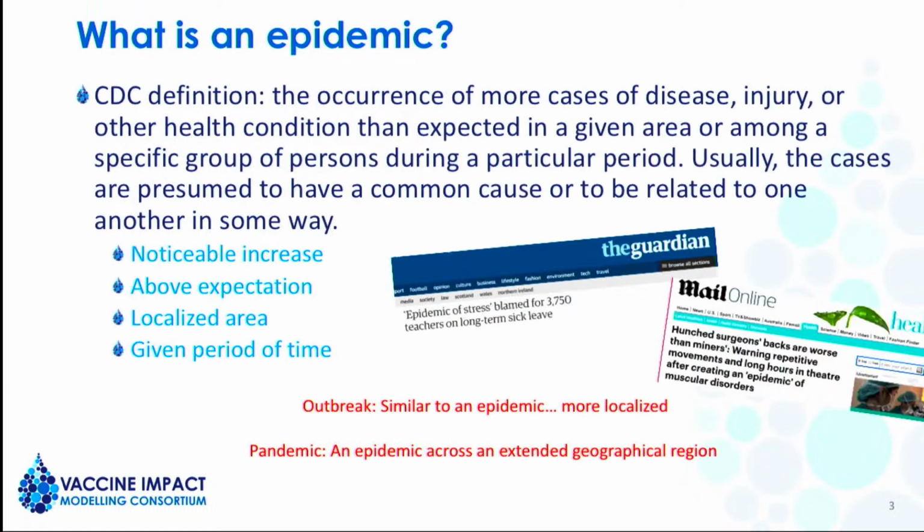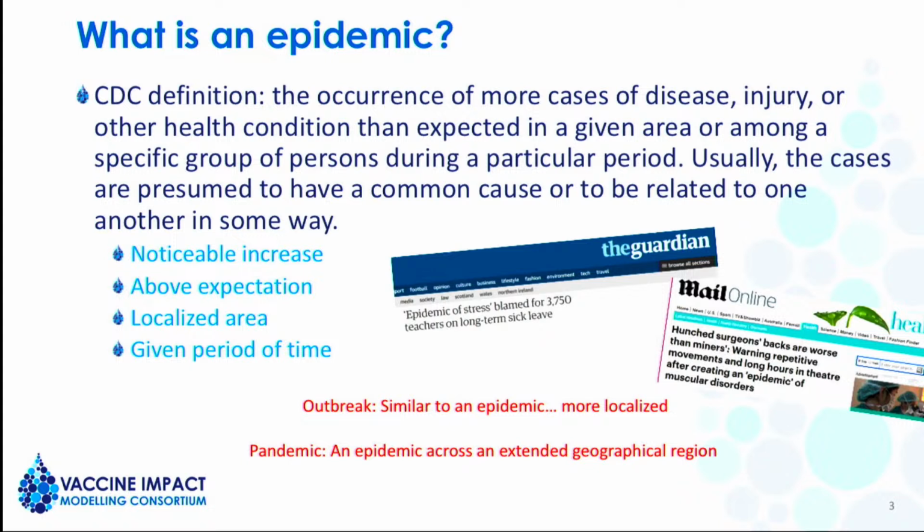Okay, firstly, we're talking about epidemiological models. So we might start with, what is an epidemic? One of the definitions, the CDC definition, is the occurrence of more cases of disease, injury, or other health condition than expected in a given area or among a specific group of persons or animals, depending on what you're modeling, during a particular period. They're usually cases that are linked.